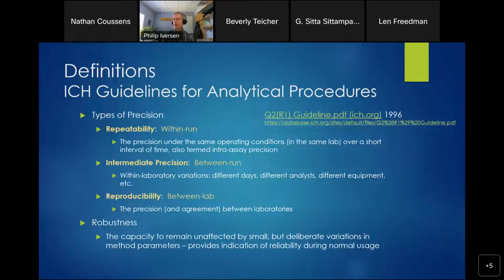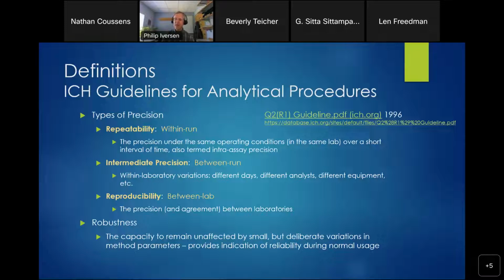Some review of an overview of some ICH guidelines for analytical procedures. To the best of my knowledge, the most recent guidance on that is from 1996, and there's a link there. And that document describes some different types of precision using some of these words we're talking about today. So repeatability in this document is defined as within run repeatability, within run precision. So it's the precision under the same operating conditions and in the same lab over a short interval of time. Sometimes that's also called intra-assay precision.